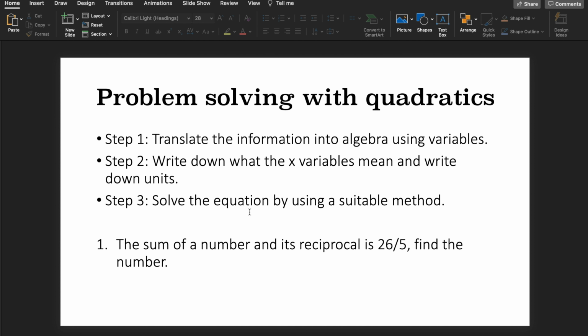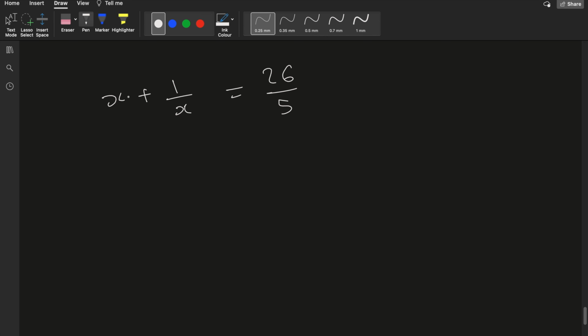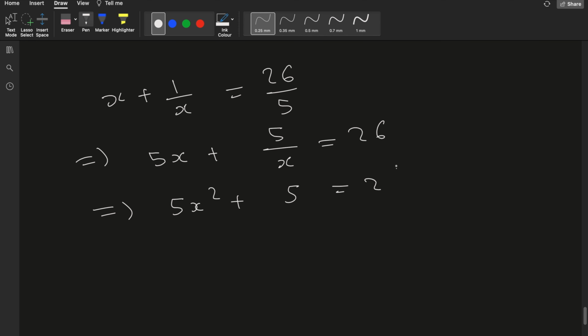And now let's just solve this simple problem. It states that the sum of a number and its reciprocal is 26 by 5. Find the number. So I've written it down. A reciprocal means 1 divided by that number. So first we can multiply all the terms by 5. So that would be 5x plus 5 divided by x equals 26. Now let's multiply by x. So 5x squared plus 5 equals 26x implies 5x squared minus 26x plus 5 equals 0.